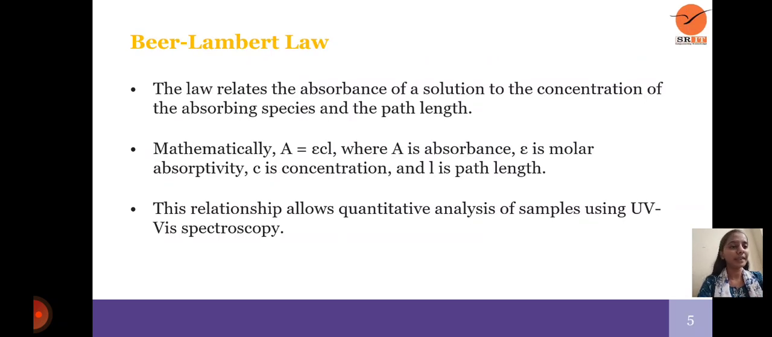And coming to the Beer-Lambert law, the law relates the absorbance of a solution to the concentration of the absorbing species and the path length. And coming to the mathematical equation, A equals epsilon C L, where A is absorbance, epsilon is molar absorptivity, C is concentration, and L is path length. This relationship allows quantitative analysis of samples using UV visible spectroscopy.